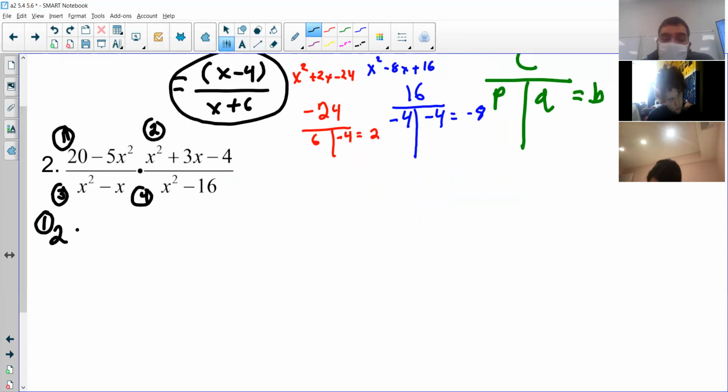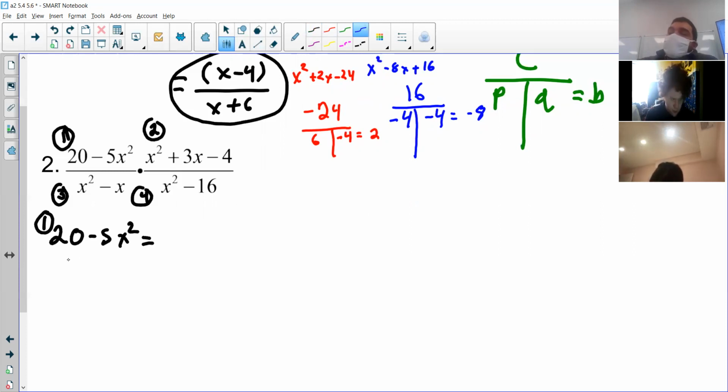I'll put a 1 over here. 20 minus 5x squared. We're trying to take out here. We don't have 3 terms, so we can't use that BC thing. But we have 2 terms, and they have a common thing. So we could take out what's in common. What's in common between 20 and 5? 5.